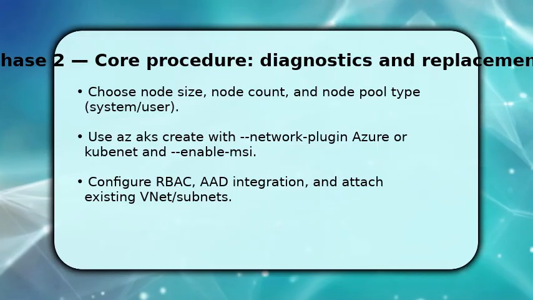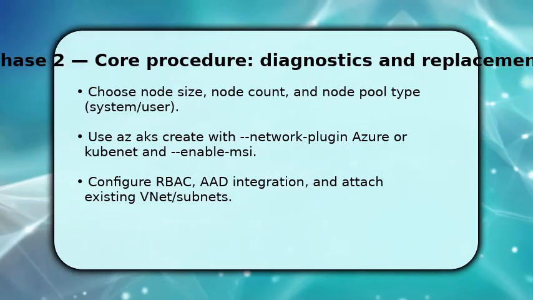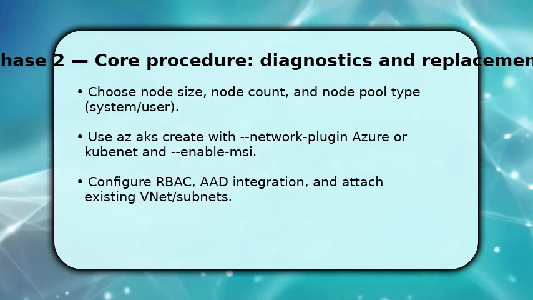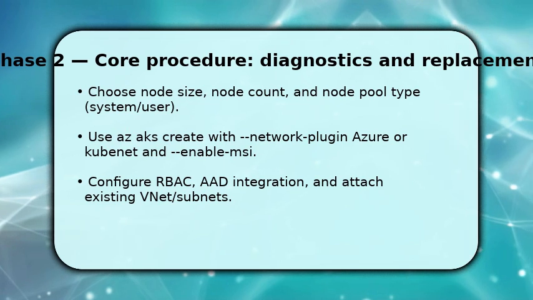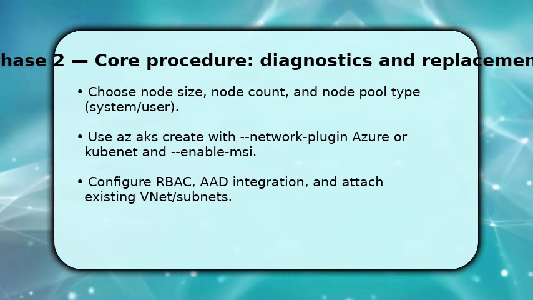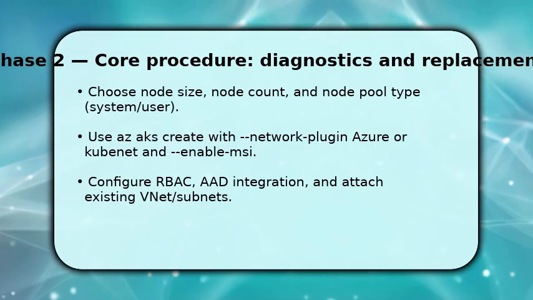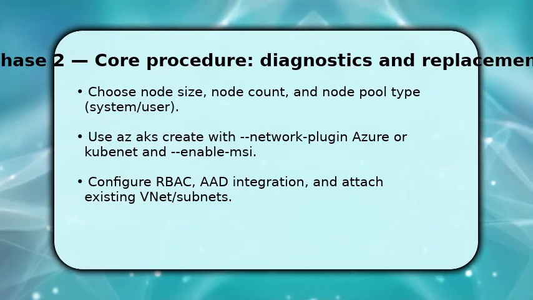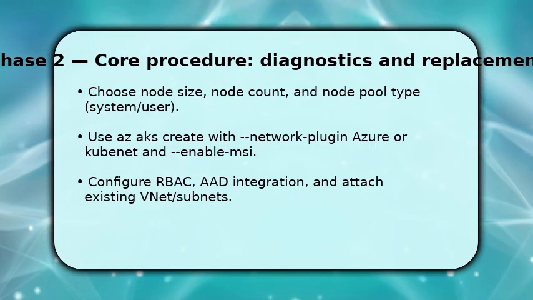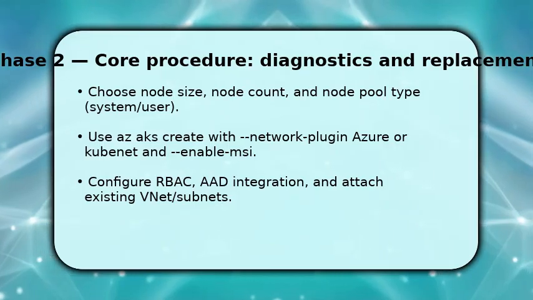Enable managed identities with enable-managed-identity to avoid managing service principals. Also enable RBAC and, if required, Azure AD integration so access is secure. Finally, create separate user node pools for workloads to isolate system components.